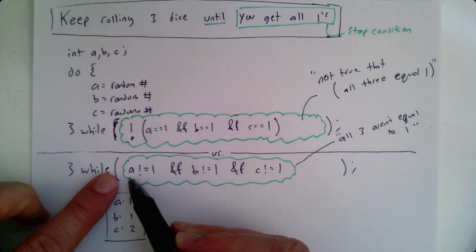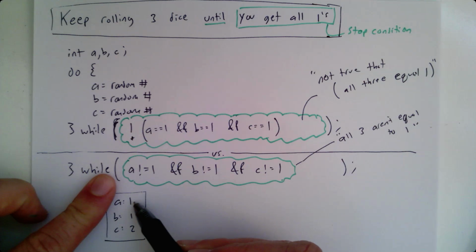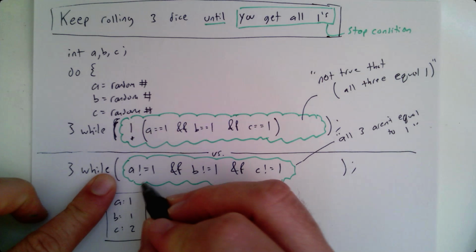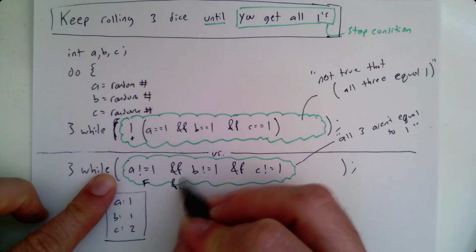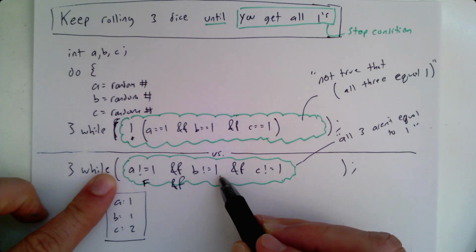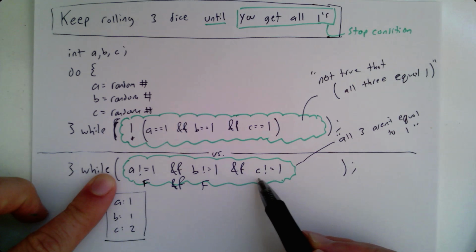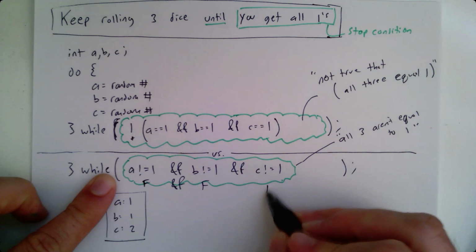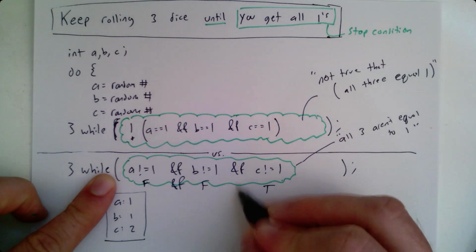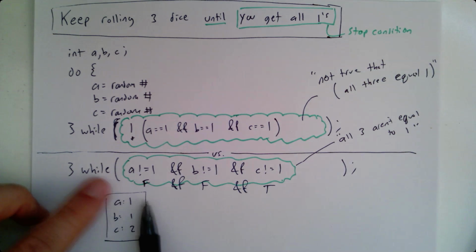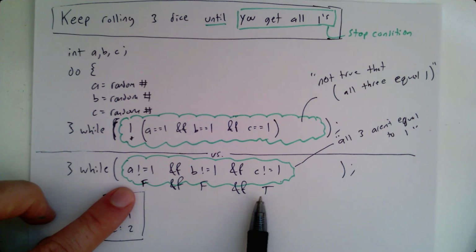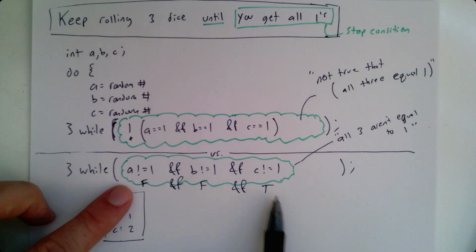So is it true that A doesn't equal 1? The answer is no, because A does equal 1. So that would be false. And then here, is it true that B is not equal to 1? That's also false, because B equals 1. Is it true that C isn't equal to 1? Well, that part's true, because here I've got C equals 2. Okay, but is it true? So false and false and true. What's all that put together?